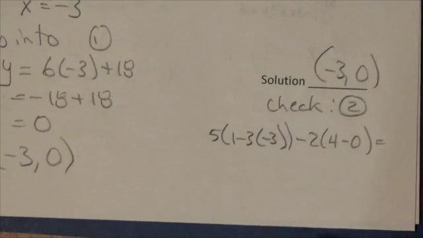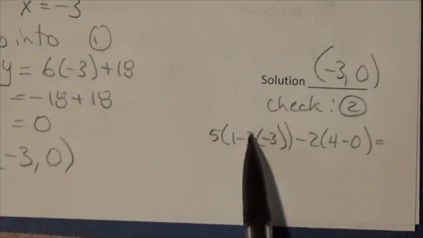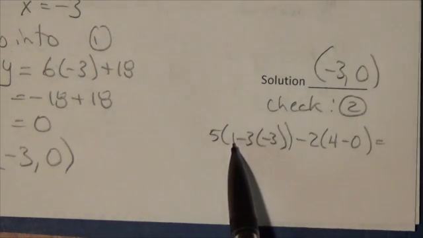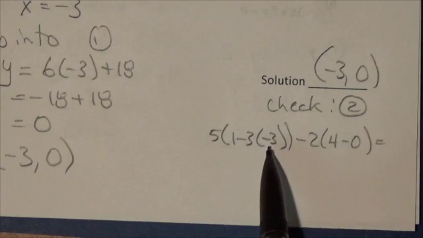You got to obey order of operations here. So this is negative 3 times negative 3 is positive 9. Plus that 1 is going to be 10. 5 times 10, 50.